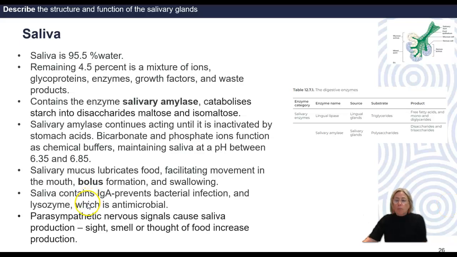If we just look at the composition of saliva, it's nearly all water, right? The remaining 4 to 5% though is a mixture of ions, glycoproteins, enzymes, growth factors and waste products. It does contain the enzyme salivary amylase, which begins the digestion of starch. So it catabolizes starch into the disaccharides maltose and isomaltose.